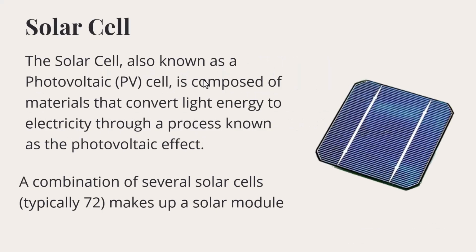So firstly, what are solar cells? Solar cells are also known as photovoltaic cells. They are materials that convert sunlight or light energy into electricity through a process known as the photovoltaic effect. A combination of several solar cells make up a solar module. Typically, you will find about 72 solar cells in one solar module.